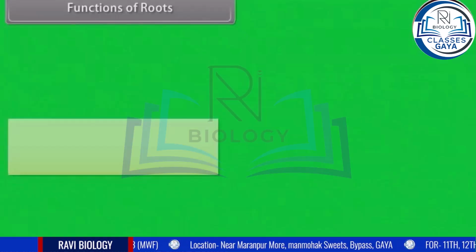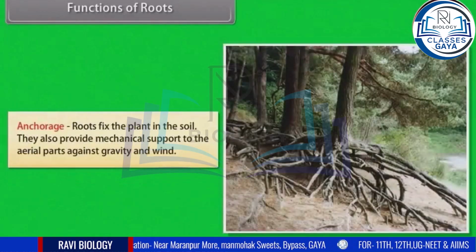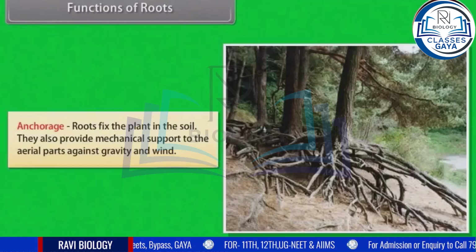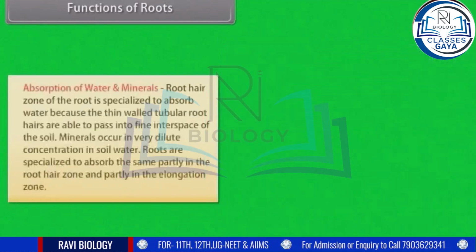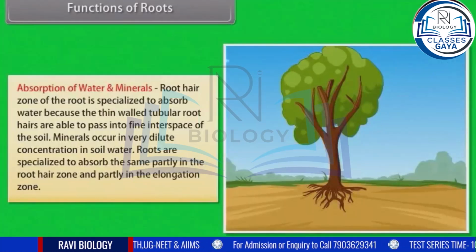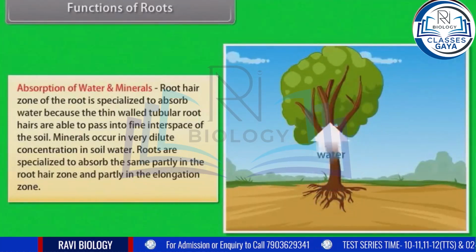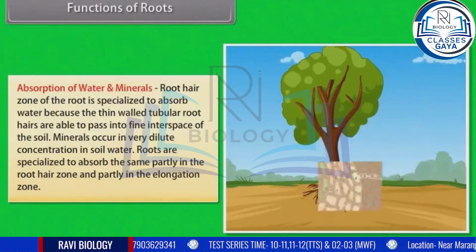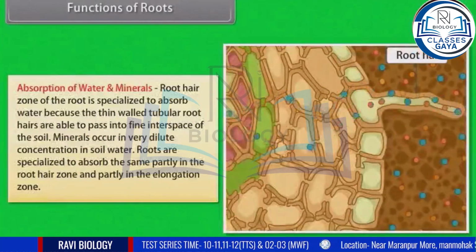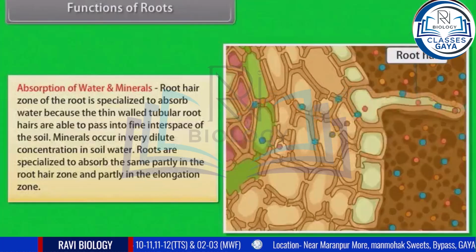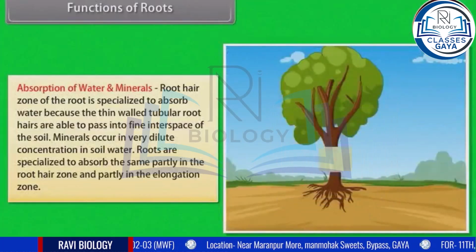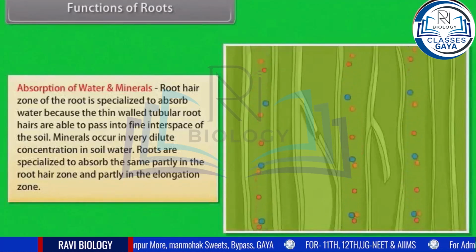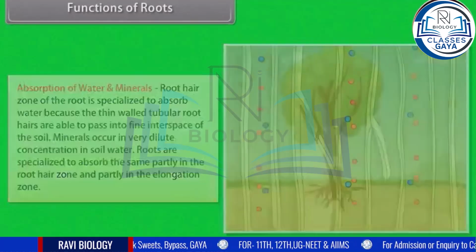Functions of roots. Anchorage: roots fix the plant in the soil. They also provide mechanical support to the aerial parts against gravity and wind. Absorption of water and minerals: the root hair zone of the root is specialized to absorb water because the thin-walled tubular root hairs are able to pass into fine interspaces of the soil. Minerals occur in very dilute concentration in soil water. Roots are specialized to absorb the same partly in the root hair zone and partly in the elongation zone.